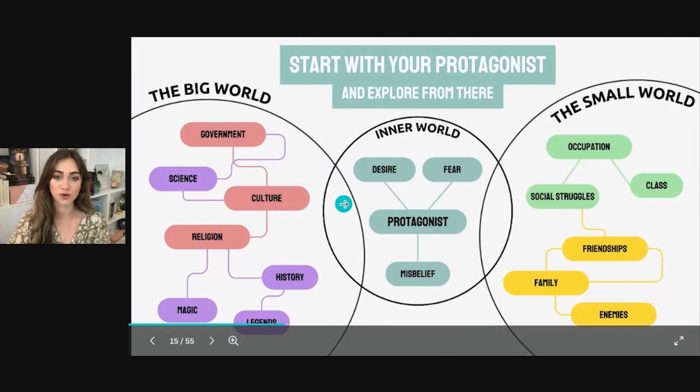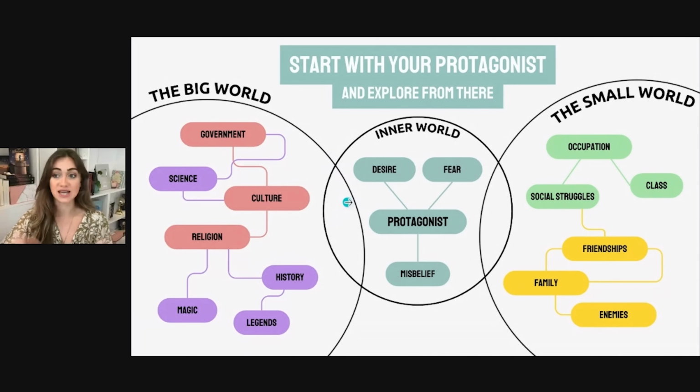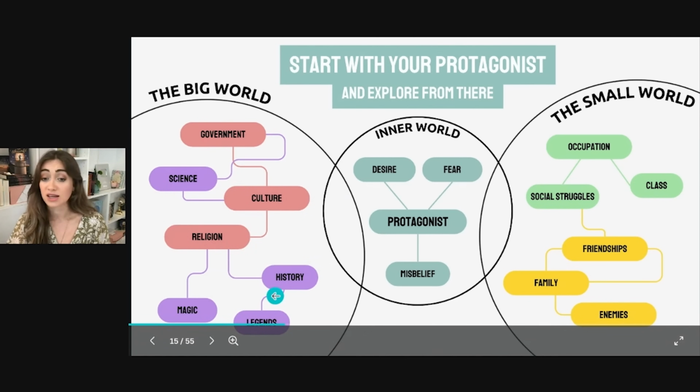And then we have the big world. So the big world is outside the small world and way outside the inner world, but it still has some repercussions and effects on the protagonist. So we have the government. The government is influenced by culture, by religion, science. All these things are kind of interconnected. We have history. Legends are influencing history, and maybe we have magic, or maybe we have technology.